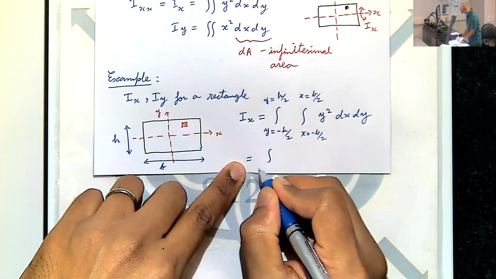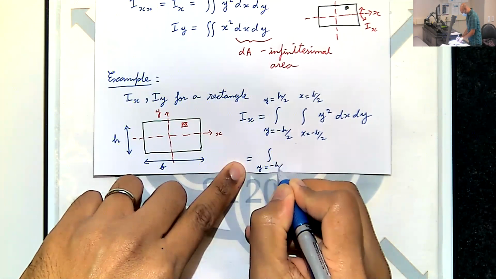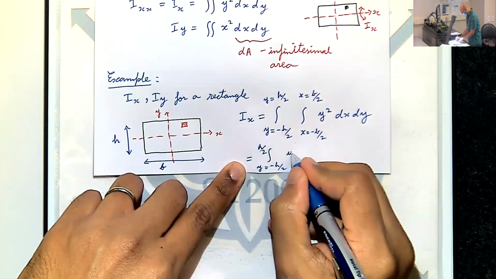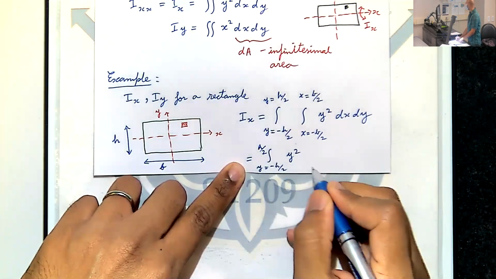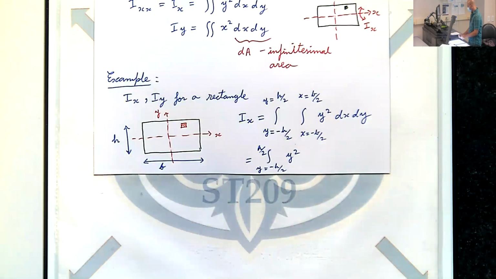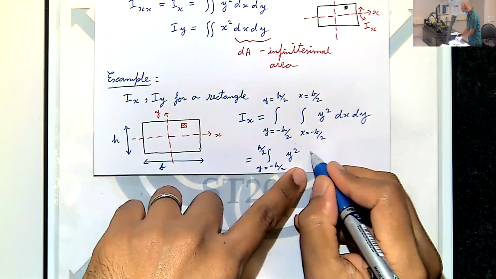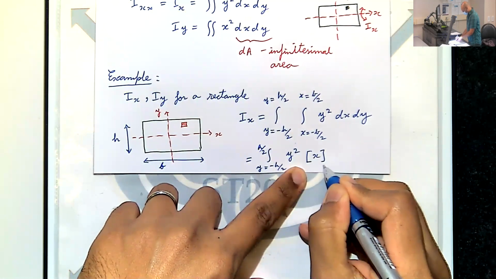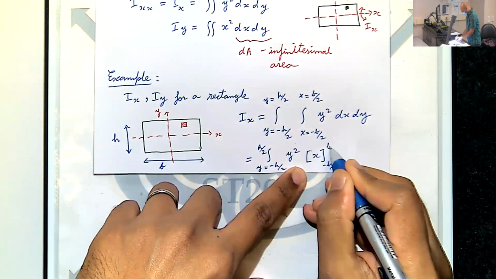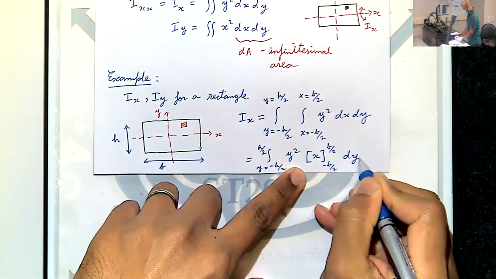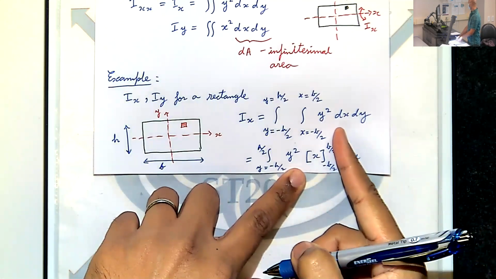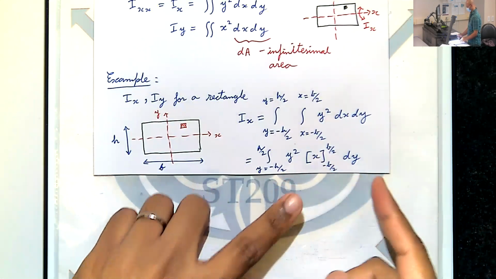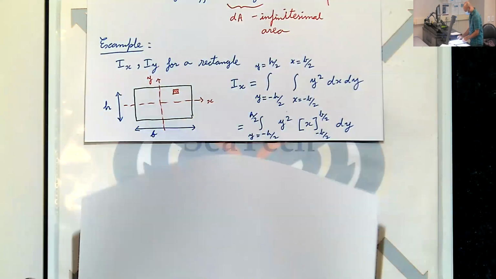So the y part remains the same, minus h over 2 to h over 2. And all right, you tell me, what should I put in here? Yeah, x going from minus to plus, and dy remains. So we've just evaluated the dx integral. There's no x term in here, so constant becomes x. And let's go one more step and we're done.